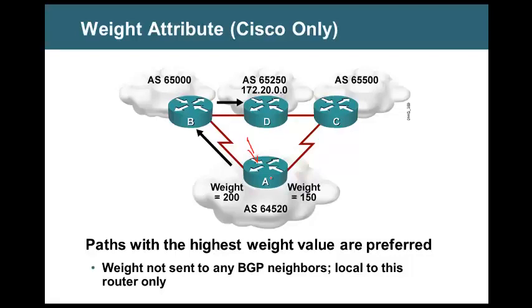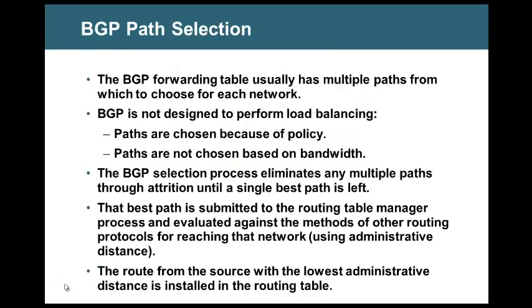Whereas local preference, you just set in one router, and it will be spread to all the routers in that local autonomous system. That's the difference here. How does BGP path selection happen? The BGP forwarding table usually has multiple paths from which to choose.